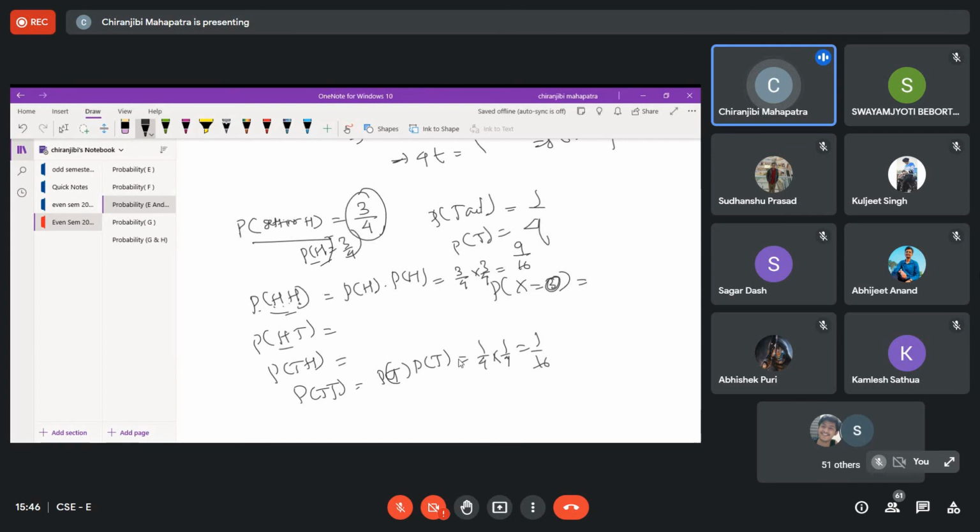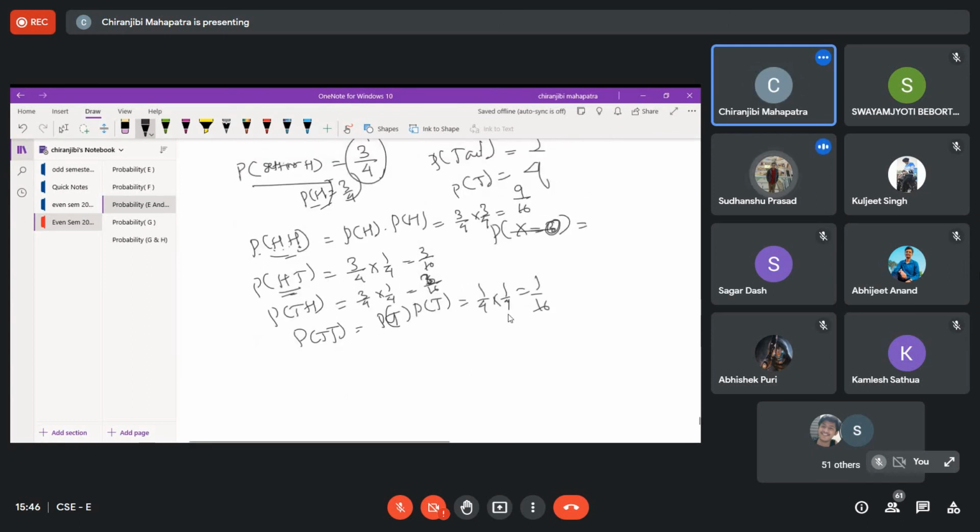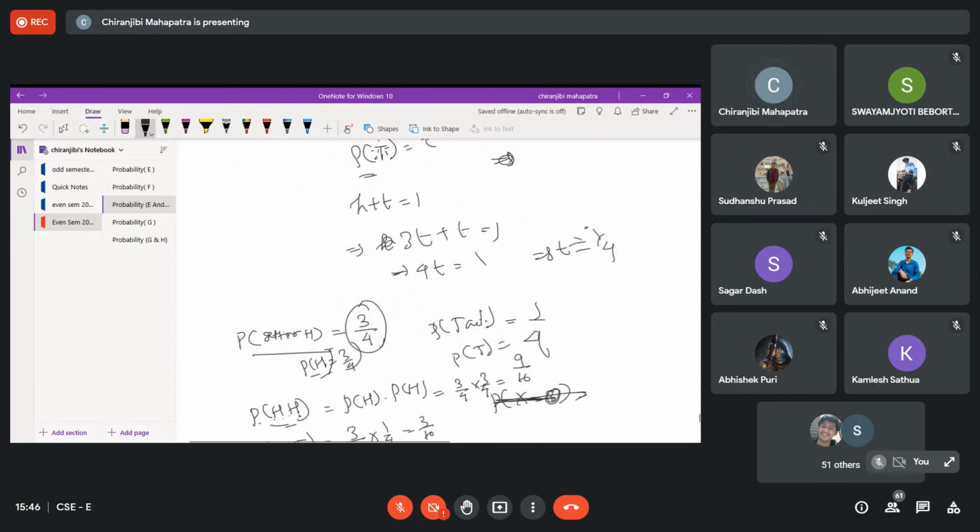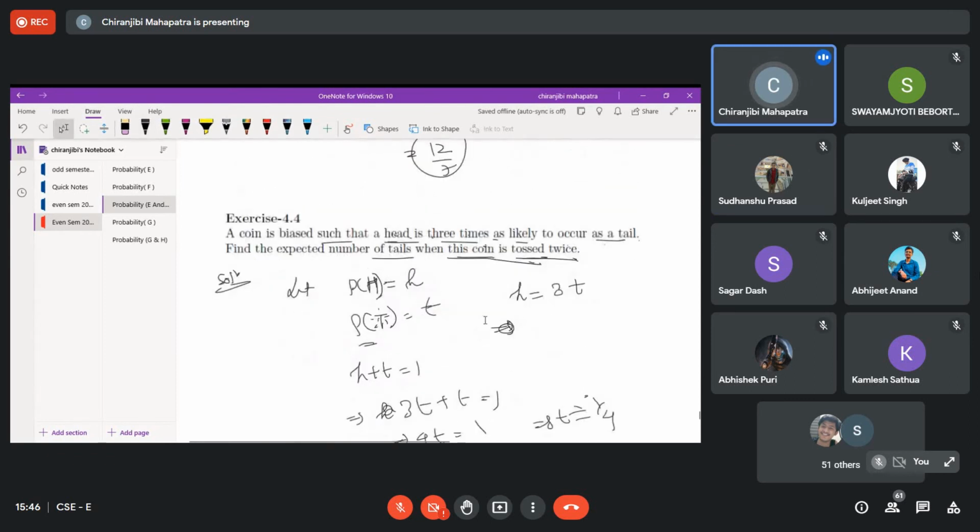Now, what will be the probability of HT? 3 by 4 into 1 by 4, that is 3 by 16. And here also 3 by 4 into 1 by 4, so 3 by 16. In both cases it will be 3 by 16. So now it is given that you have to find the expected number of tails when the coin is tossed twice.